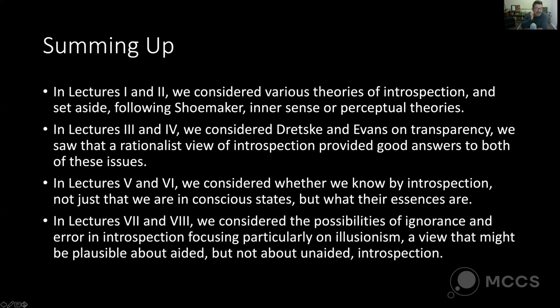And then in the last 2 lectures, Introspection and Illusion, we looked at various possibilities of ignorance and error, and various ways in which introspection, considered as a representational system, might be subject to certain sort of limitations. We also looked at the anti-luminosity argument and how to respond to it. And then in this lecture, in the very last part of the previous lecture, we looked at illusionism.